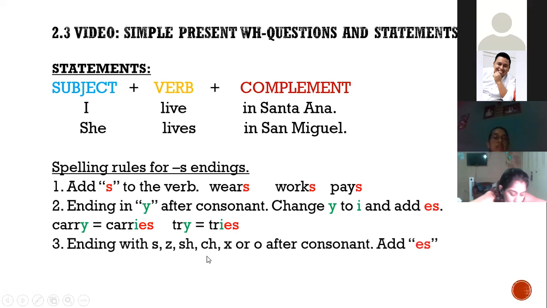Okay, and rule number three. After this consonant, right? Después de estas consonantes, después de estas letras, right? S, Z, S, A, C, H, X, or O, right?